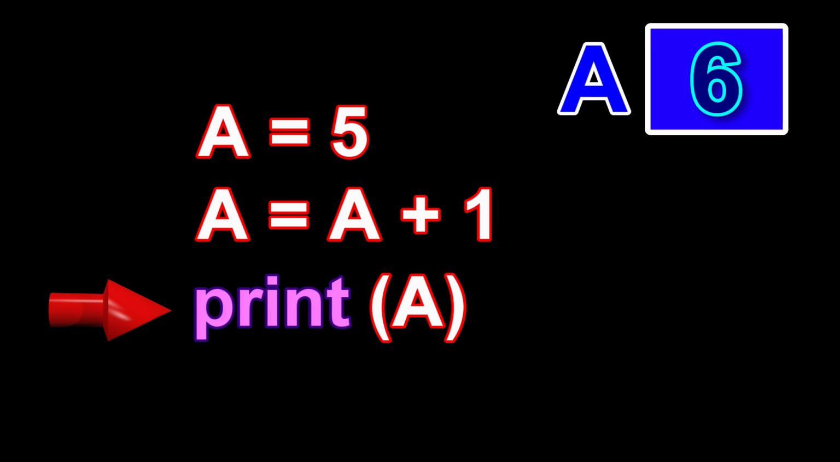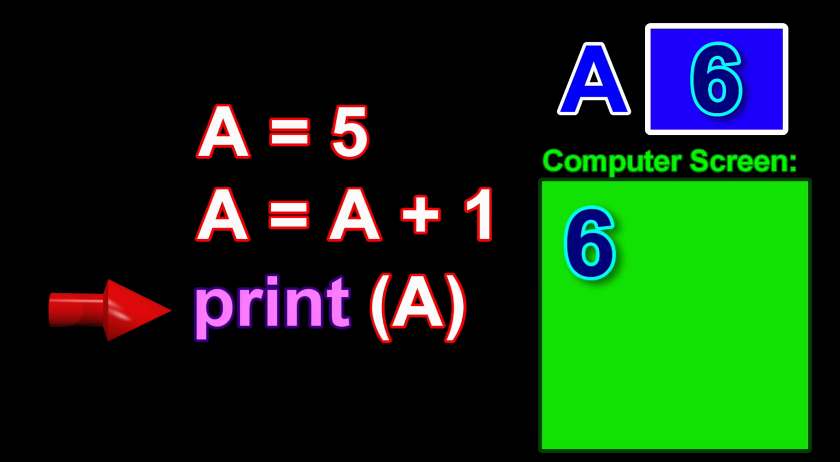This is a statement which, in many computer languages, takes the present value in the variable a and prints it on the computer monitor. Therefore, when we run this program, the value 6 will be displayed on the screen.